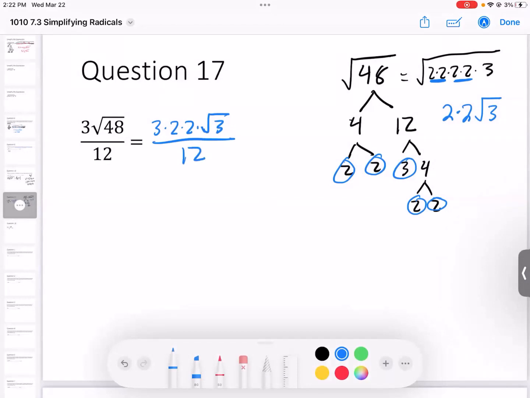Sorry, I forgot to write the bottom of my fraction, but 3 times 2 times 2 would equal 12. So you'd get 12 times the square root of 3 over 12. And because everything in that fraction is being multiplied or divided, you could cancel out the 12s and your fully simplified answer would just be the square root of 3.